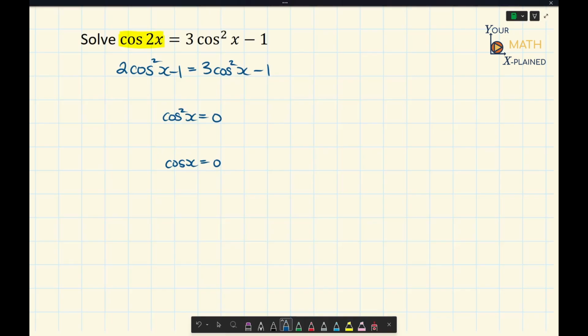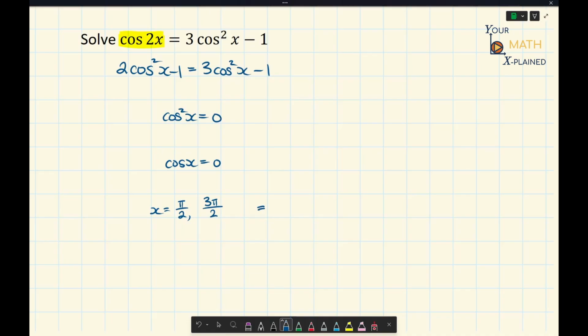So to do that, what we need to do is find the solution within one full rotation. So usually between 0 and 2 pi. And then we're going to add 2n pi to it so that we get the general solution. So cos x is equal to 0 when x is equal to pi over 2 or 3 pi over 2. So those would be the two solutions within one full rotation.